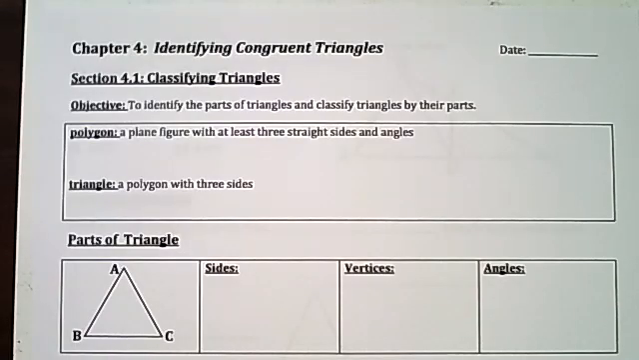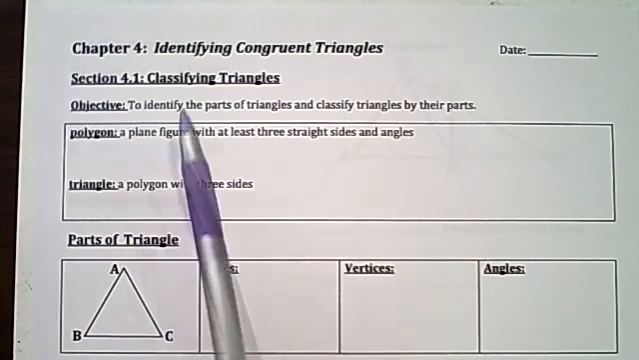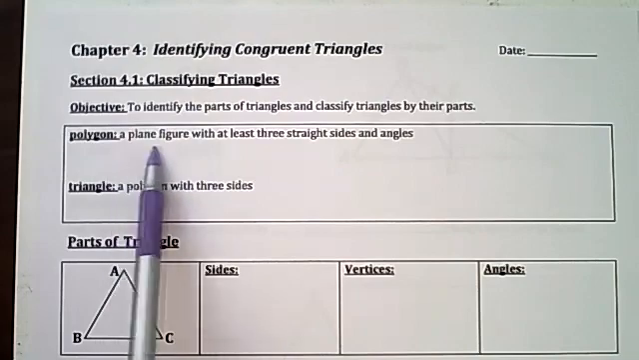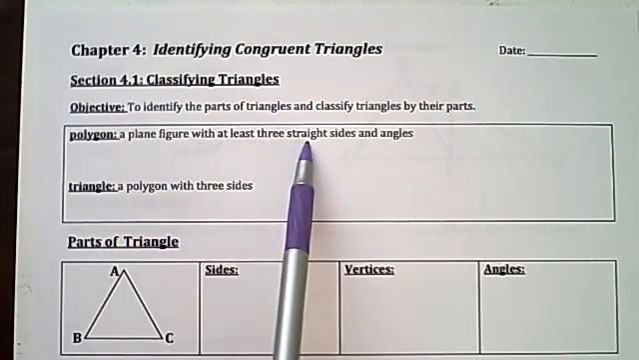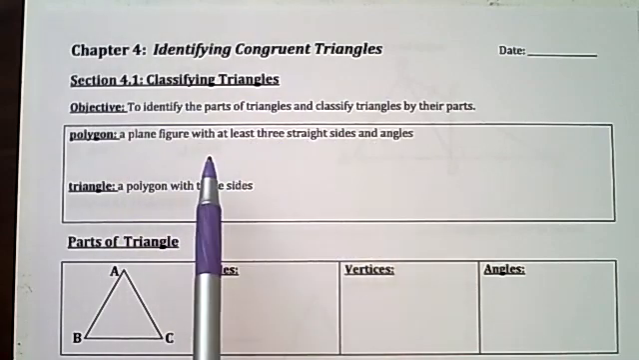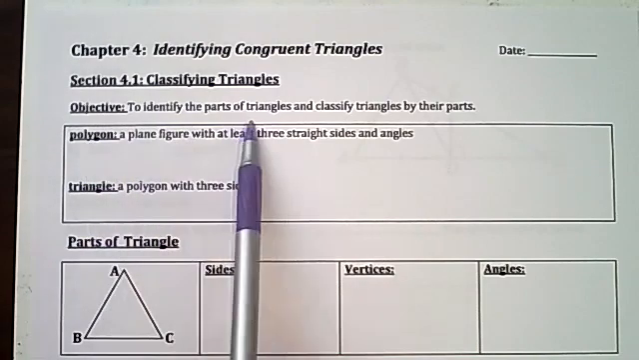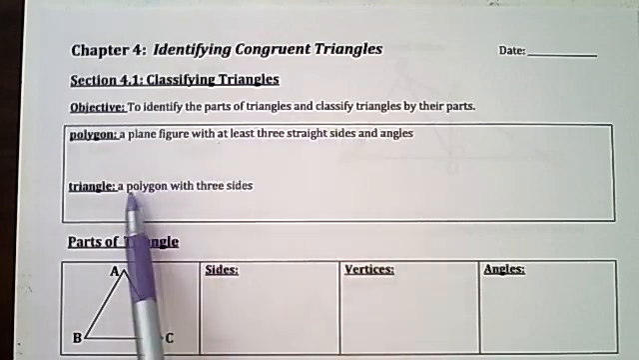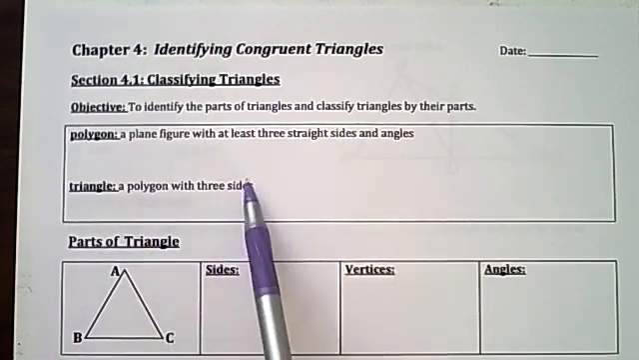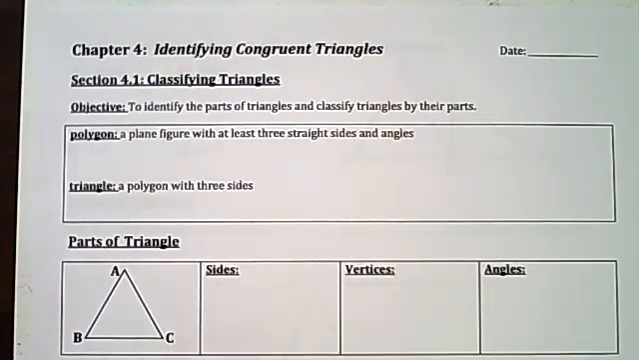This first section on triangles is pretty easy. To start off, we're going to define a triangle. I'm sure you all know what a triangle is, but first we define a polygon. A polygon is a plane figure with at least 3 straight sides and angles. So a circle would not be a polygon. Polygons are made of straight line segments. A triangle is a polygon with 3 sides, in case you didn't know.